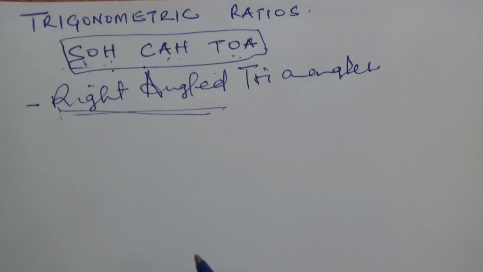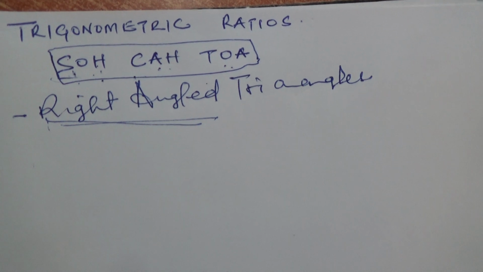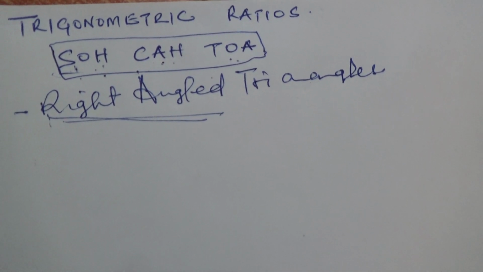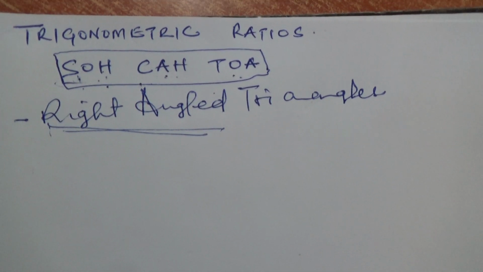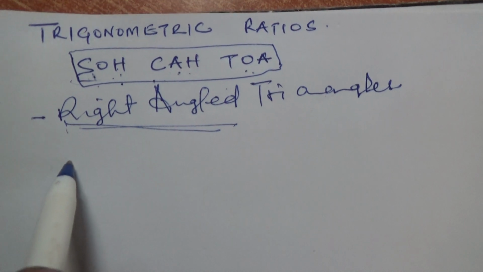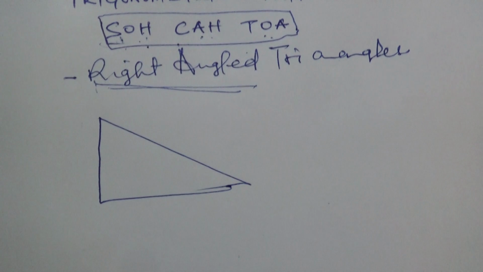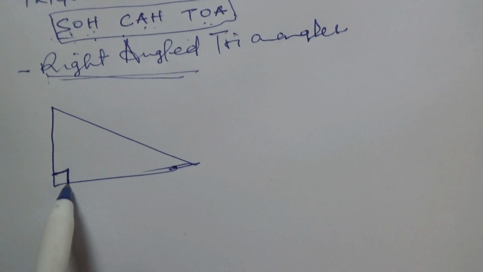Another thing that you have to understand is that there is something that is challenging students, and you also need to understand it very well. And that is how to label a triangle. Like for example, we have a triangle like this one. All right? This is a right angled triangle.